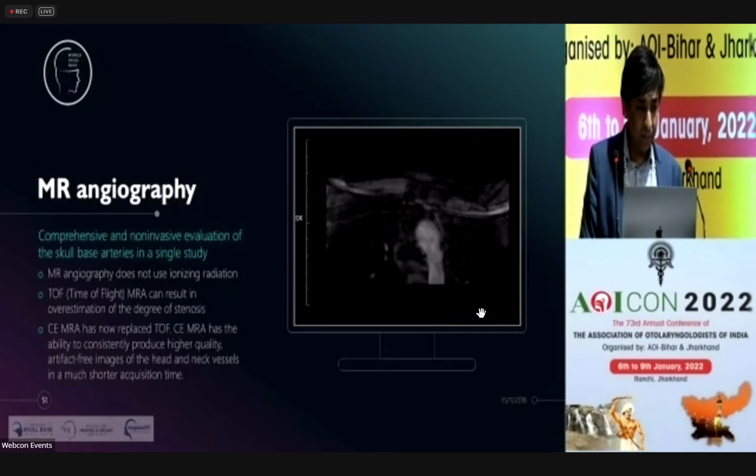So let's skip dynamic CT angiography, MR angiography. Again, all these are videos. Unfortunately, none of these work. So I'll show it to you in one of my cases. I have a nice slide of a TOF sequence.